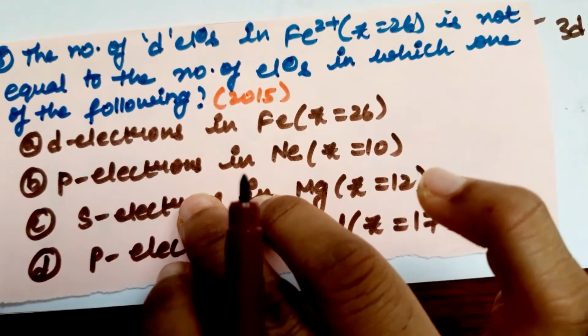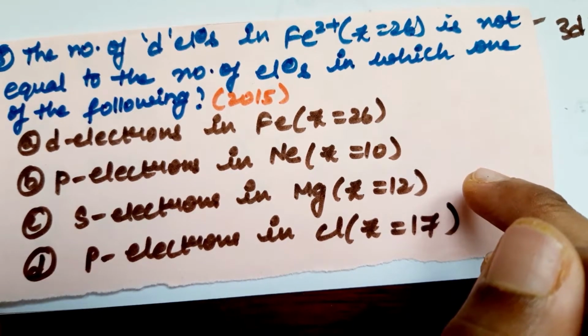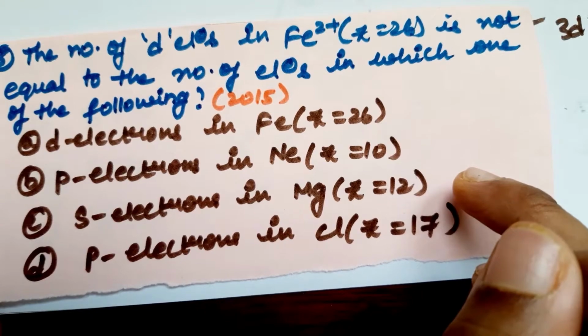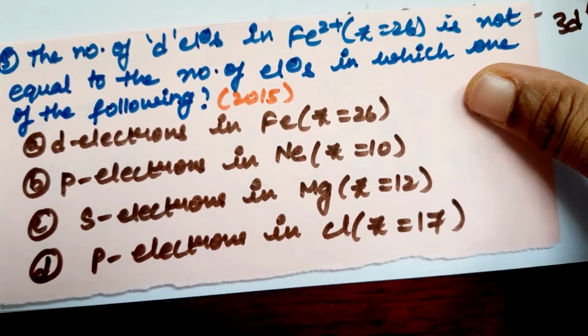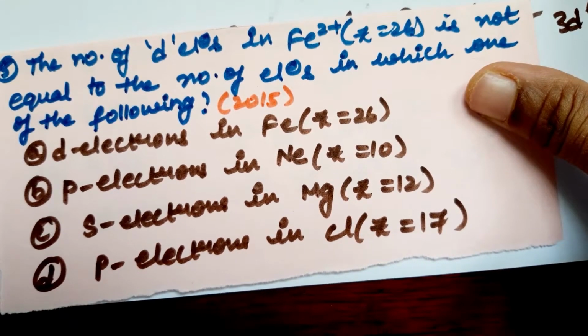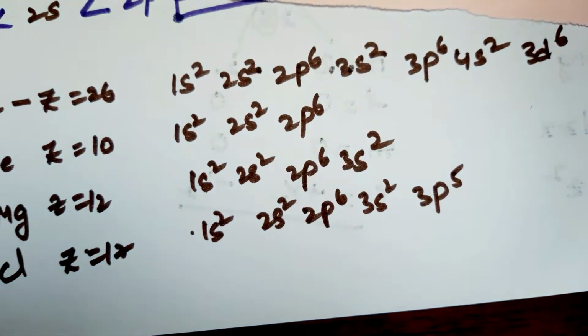Coming to the question, the number of d electrons in Fe2+. How will we remove the electrons? We will remove the electrons from the outermost orbital. What students get confused about here is from where the electrons are removed, either from s, or from p or d. I will tell you the trick, students. Always, electrons are removed from the outermost orbitals only.